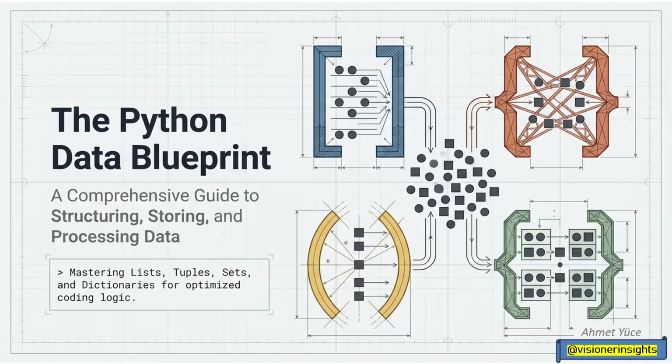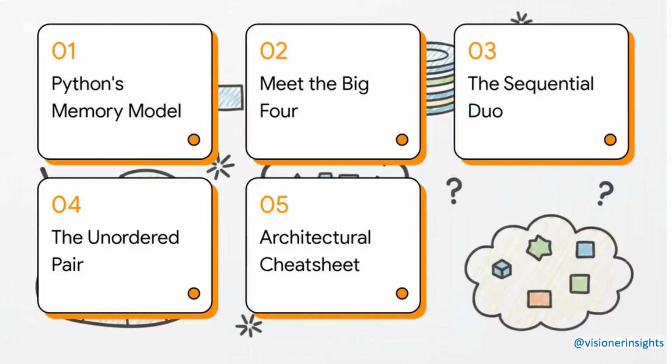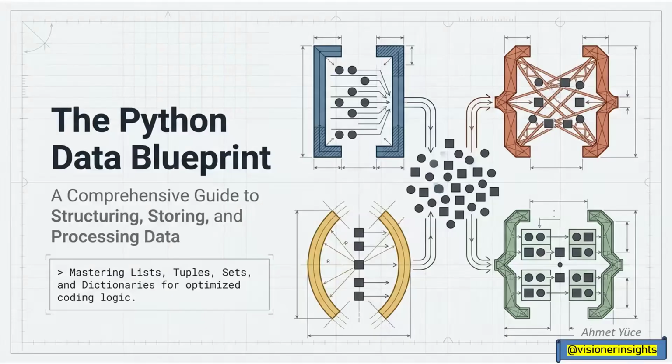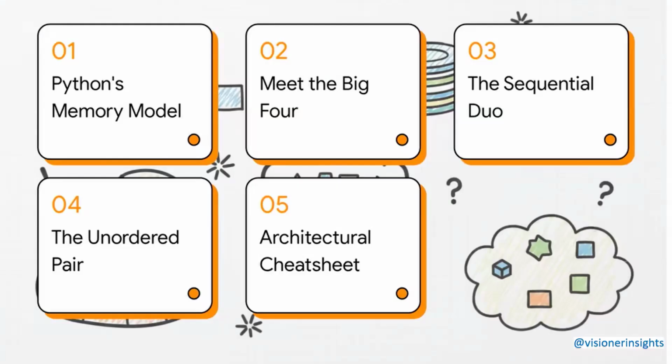In this explainer, what we're really doing is handing you the architectural plans for Python's 4 core data containers. My goal is that by the end of this, you'll know exactly which tool to pull from your belt for any job. This is how you make sure your code isn't just working, but that it's truly elegant. So, here's our game plan.